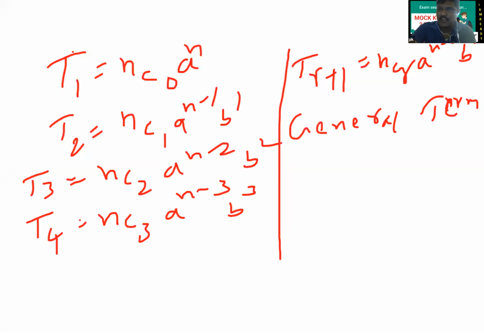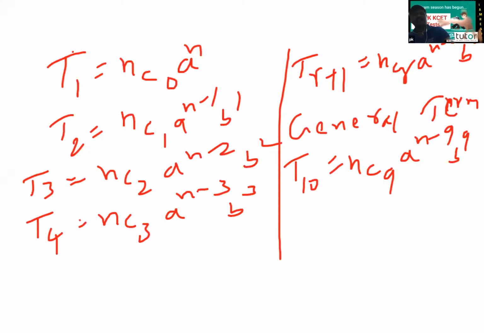Suppose they're asking to find T10. How to write? NCN A^(N-9) B^9. 10 means we can write NC9. 11 means NC10. 15 means NC14. Like that we can write. Understand? Good.